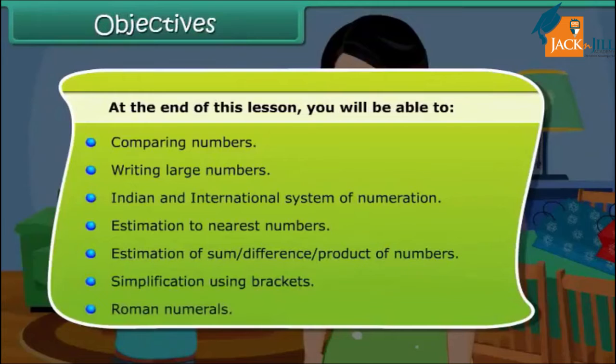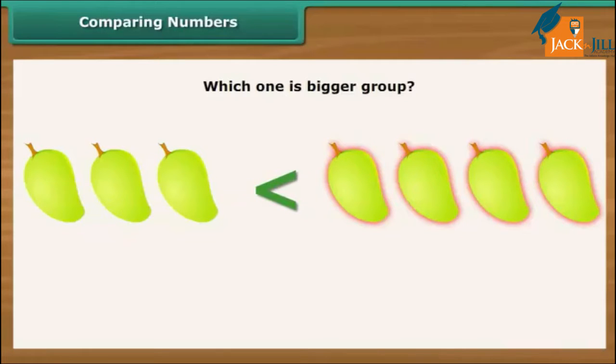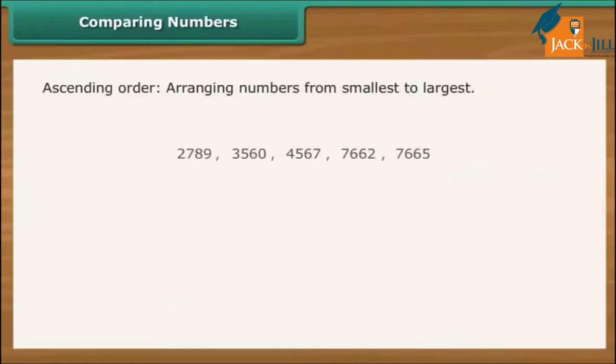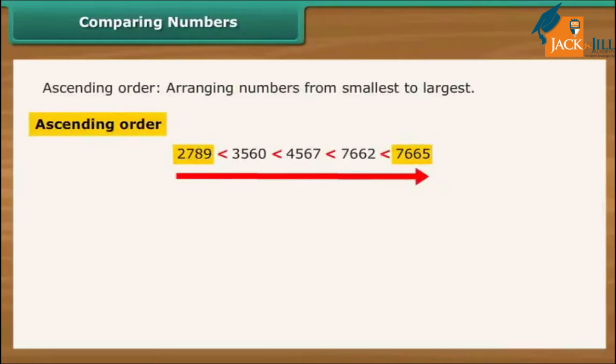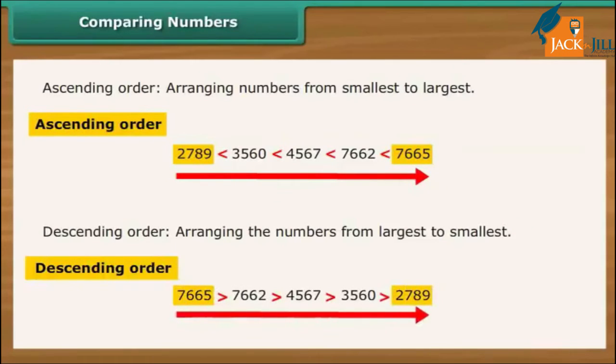Roman numerals. Comparing numbers. A collection or group of numbers can be compared with each other. On comparing the numbers, we can tell which group is large. The arrangement of numbers from the smallest to the largest is called ascending order. The arrangement of numbers from the largest to the smallest is called descending order.